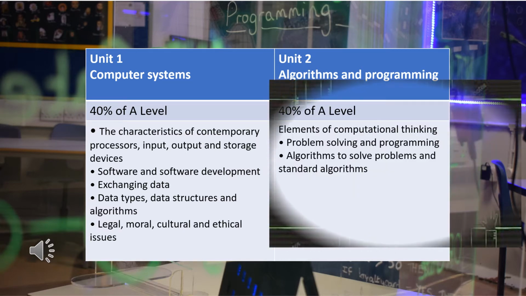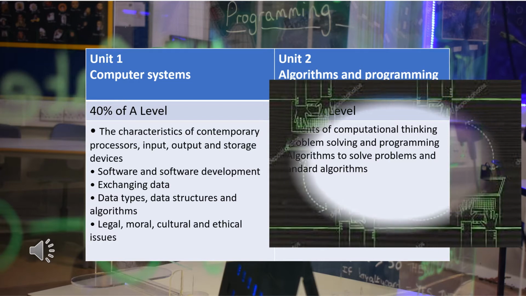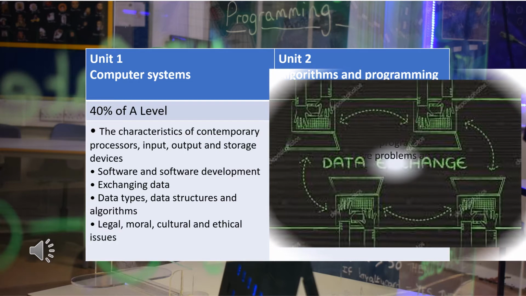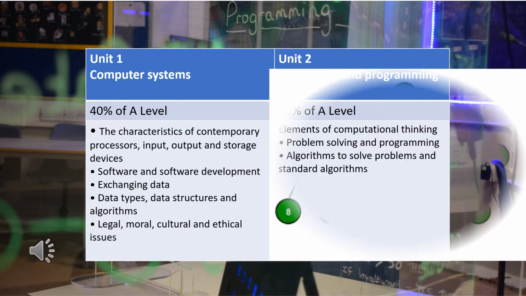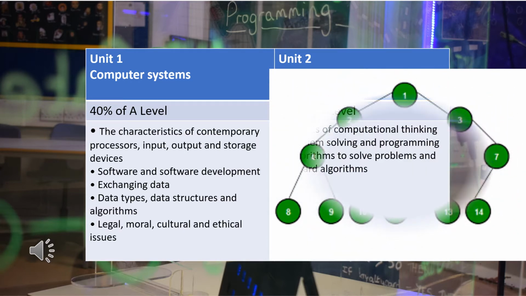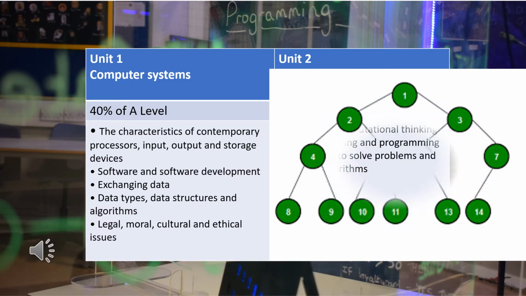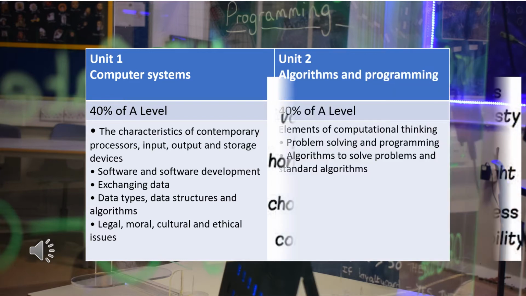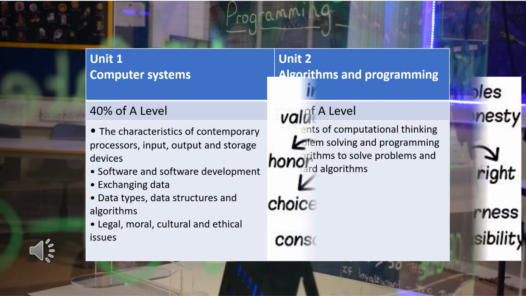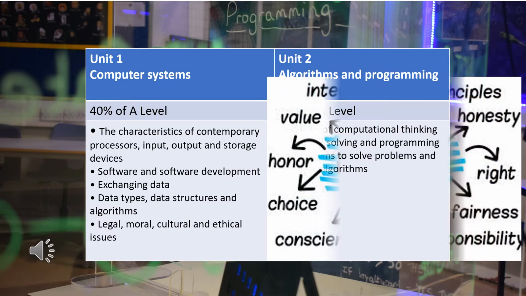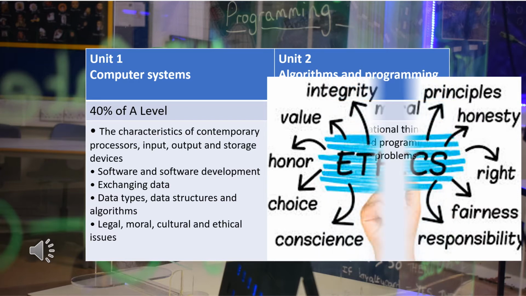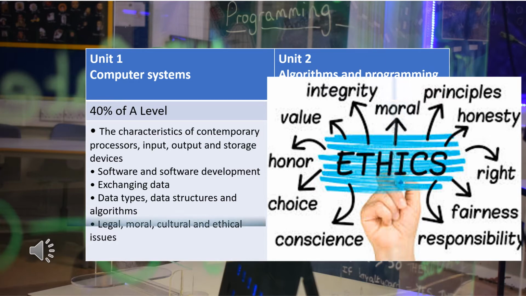We look at exchanging data. So how do databases work? How does the internet work? And so on. We look at various data types and data structures. So these are things like variables, arrays, graphs, trees, and we explore all those different types of data structures. And then we do a module at the end, which is all about the legal, moral, cultural, and ethical issues that are impacted by computing, the development of AI, the way that technology is changing how we live, how we work, how we shop, our healthcare, and so on.